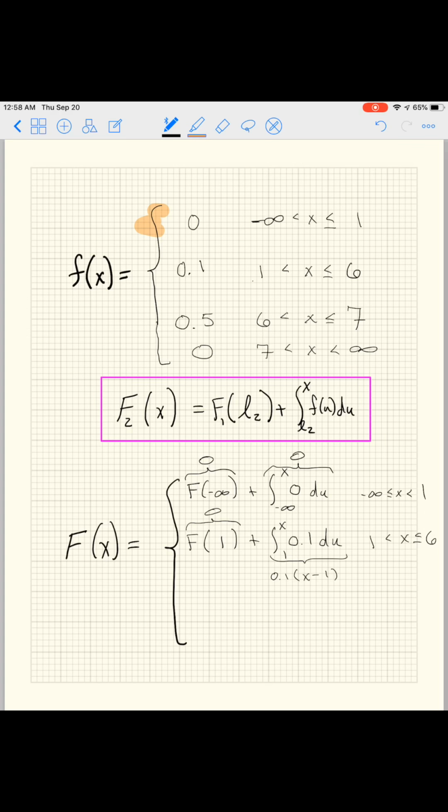Okay, so in the next portion, this is where this starts getting more interesting. I can say, all right, I want it to be f of 6 plus the integral from 6 to x of 0.5 du, and that again goes from 6 less than x less than or equal to 7. Now f of 6, we have to say, well, what is f of 6?